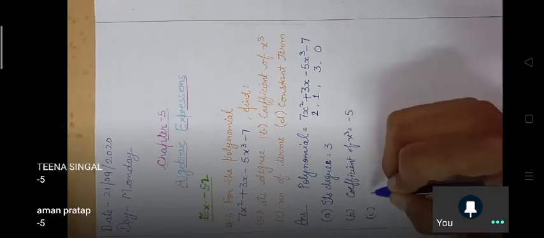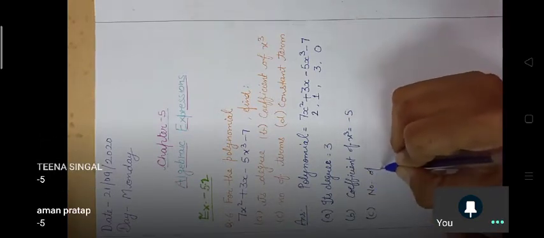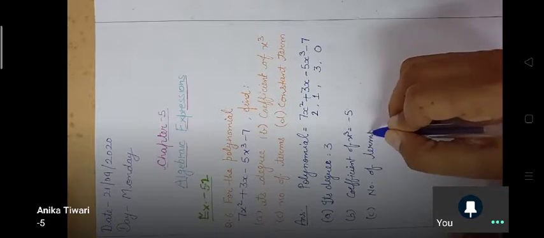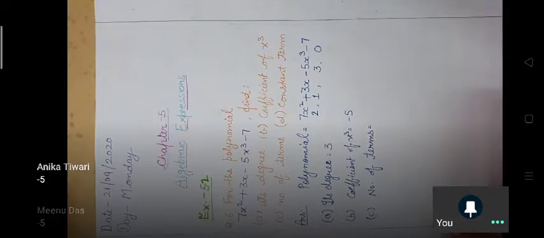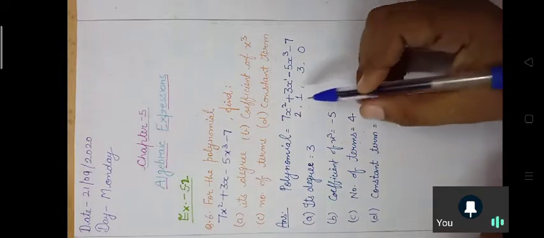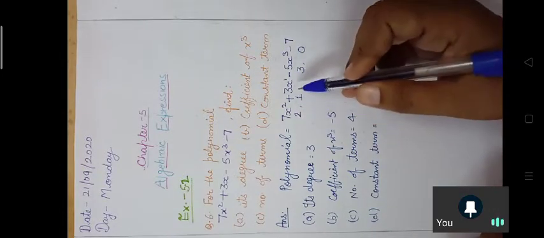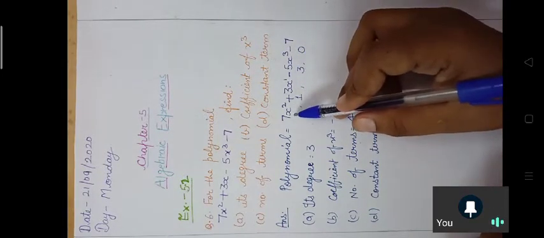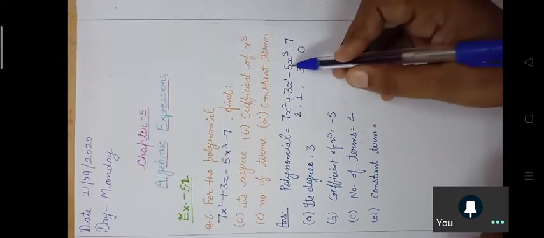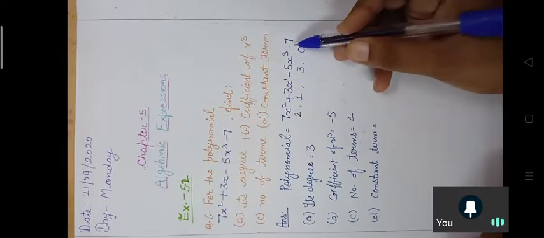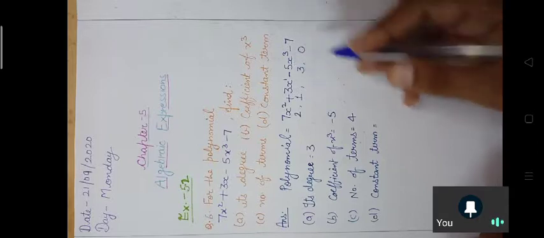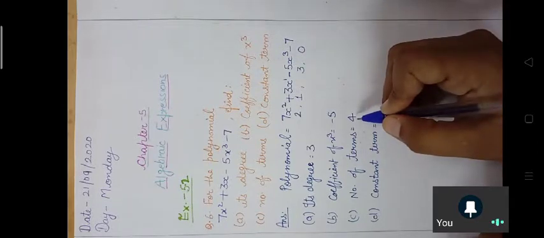C part, number of terms. So here you can see with plus minus sign, four terms are getting separated: 7x square, 3x, minus 5x cube and minus 7. Terms will come with their sign always. Okay, so four terms are present in this polynomial.